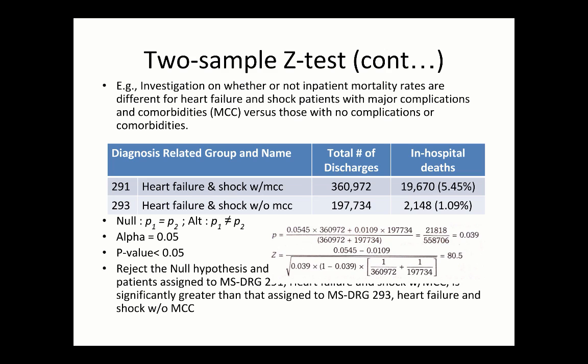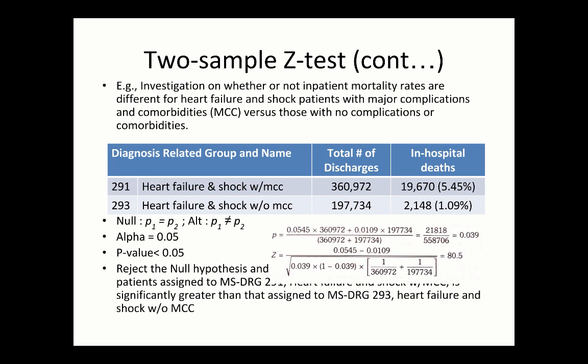For MSDRG code 293, heart failure and shock without major complications and comorbidities, there was a total of 197,734 discharges and 2,148 deaths, or 1.09%. We want to know if the proportion of deaths were significantly different between the two groups. Our two-tailed null hypothesis is that the proportions between the two groups are the same. Our alternative is that the proportions between the two groups are different. We set the alpha at 0.05.